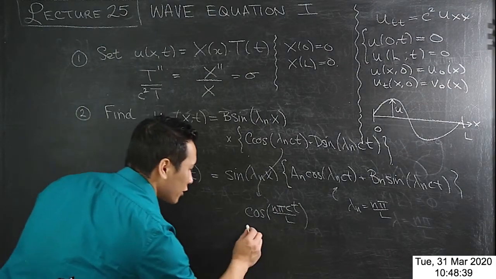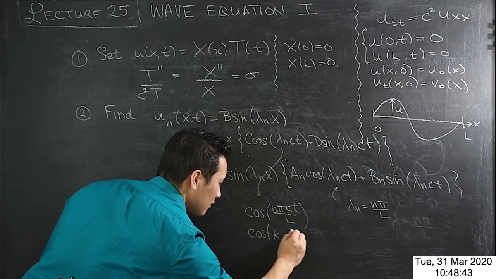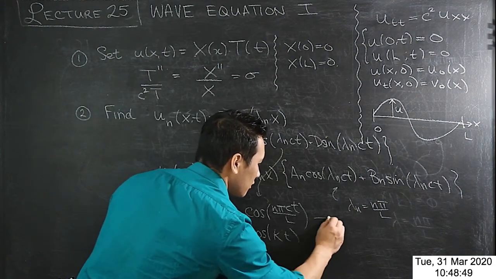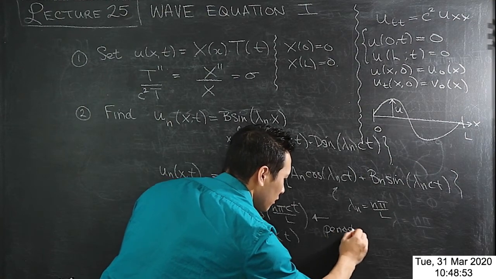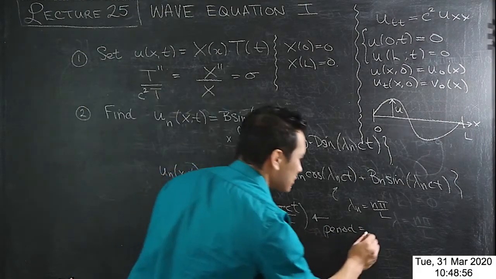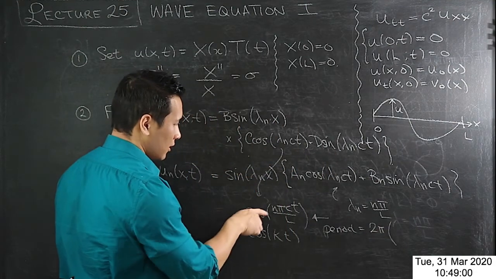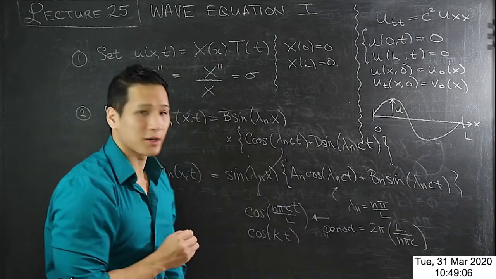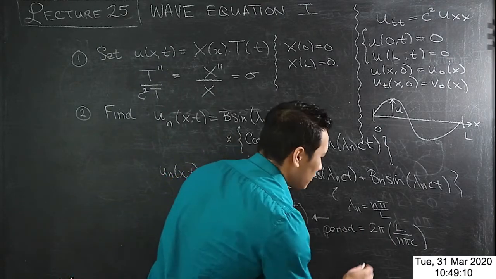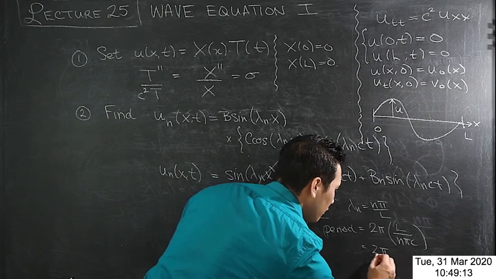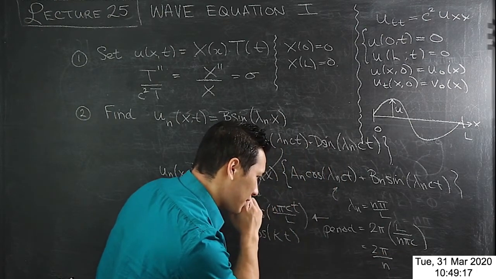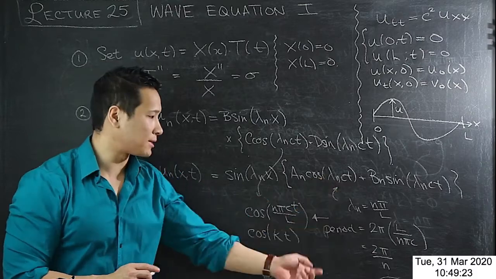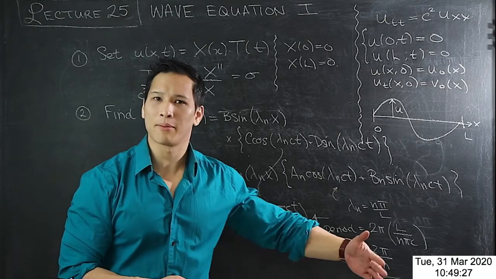You know that if I have cosine of k times x, or k times t, then the period of this is essentially 2 pi over k. So the period here is equal to 2 pi over the thing in front of the t, and so you invert it: l over n pi c. And if l is equal to pi, and if c is equal to 1, this is just 2 pi over n. In other words, this complicated looking cosine component repeats every 2 pi over n time.